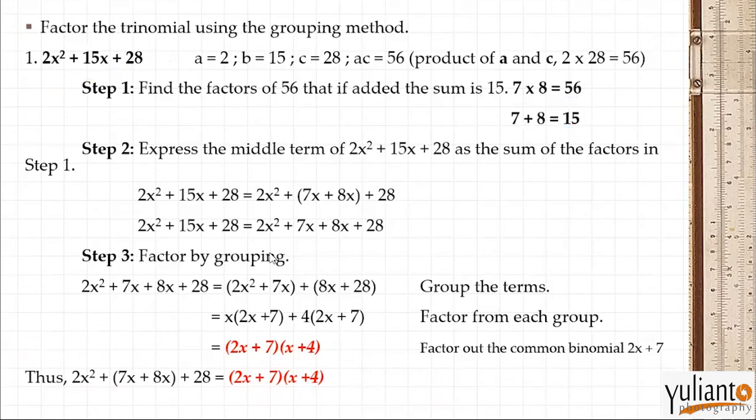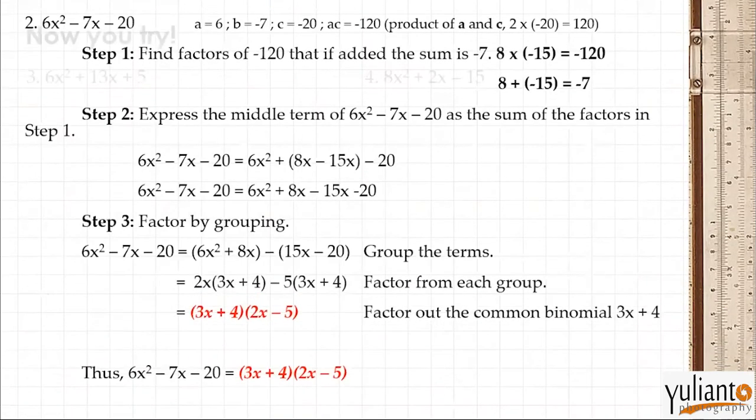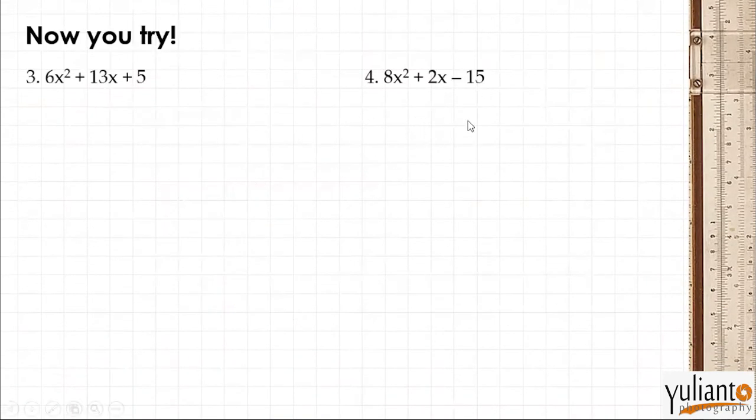Now let's try to answer here, number 3 and number 4. Kindly answer this in your papers and raise your hand if you're done answering. Okay, number 3, we have 6x squared plus 13x plus 5. Number 4, 8x squared plus 2x minus 15. So I will call 2 random students to answer 3 and 4. So you better answer 3 and 4. Okay?